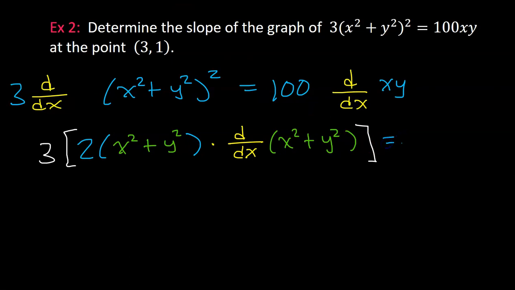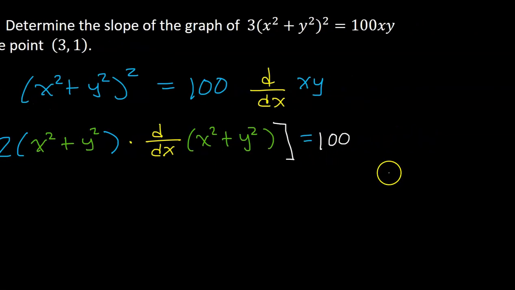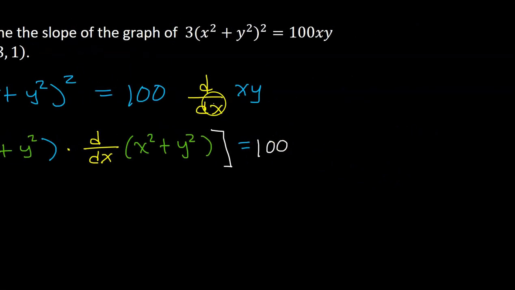Okay, so I think I'll go forward and work on the right-hand side of this equation a little bit for now. So here's my 100. That's going to be waiting patiently for me. But I need to take the derivative of x times y. So this is a product. So I'm going to have to do the product rule right now.